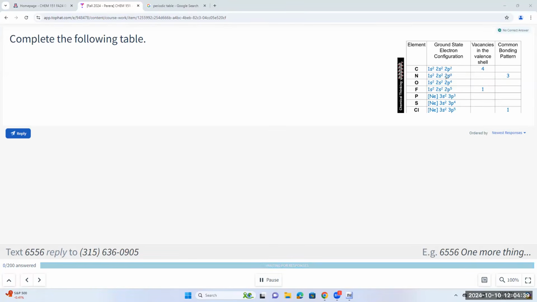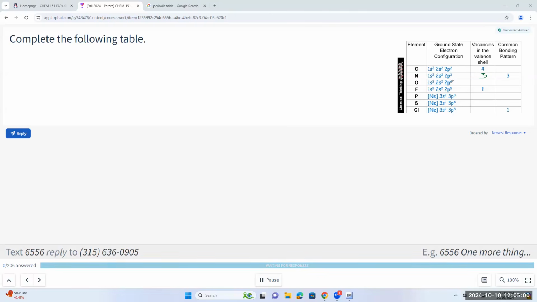So for example, let's take nitrogen. Nitrogen's valence shell is the second shell. We have 5 electrons now, but it can have up to 8. Because we only have 5, you have 3 vacancies in the nitrogen valence shell. And then you write the common bonding capacity of nitrogen as well.